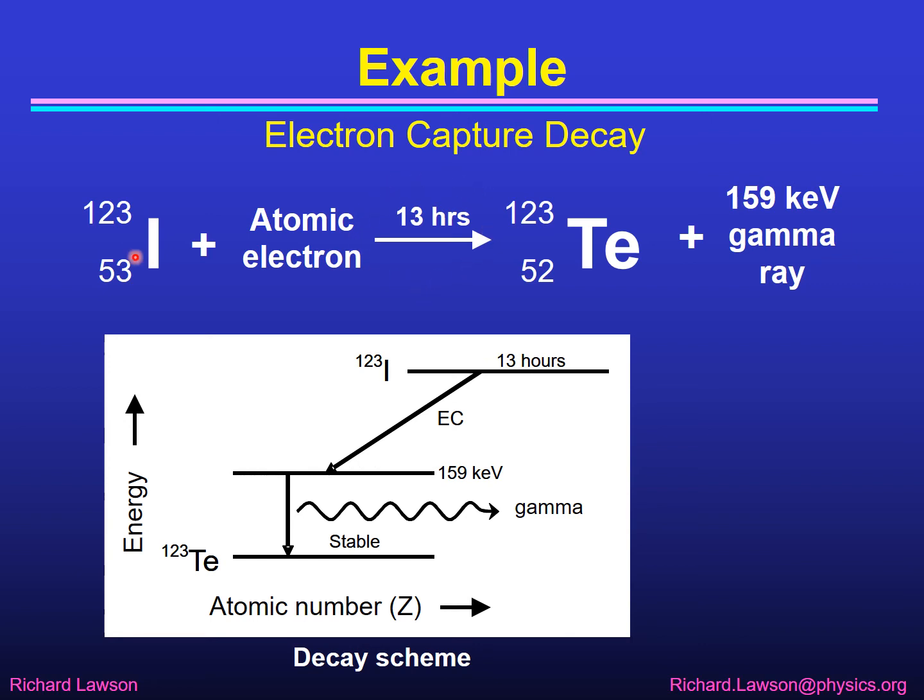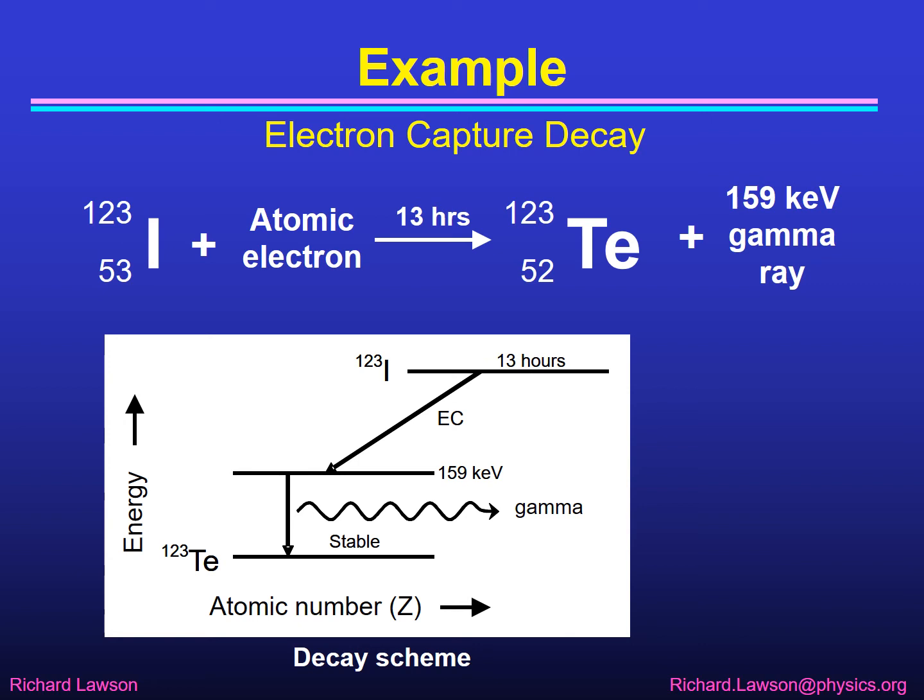See, what we've done is we started off with 53 protons and turned a proton into a neutron, so we've ended up with 52 protons. So 53 was iodine, element 52 is tellurium. We have changed the iodine into tellurium, but the total mass, which is protons plus neutrons together, still remains at 123. The excess energy comes off as this gamma ray of 159 keV.